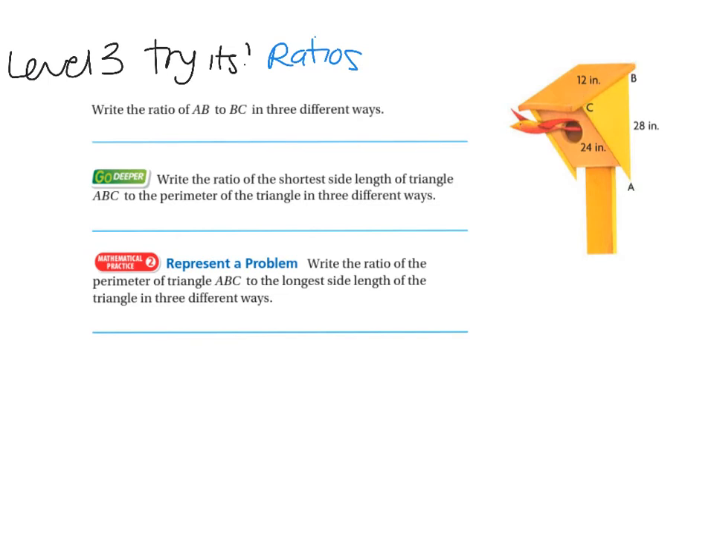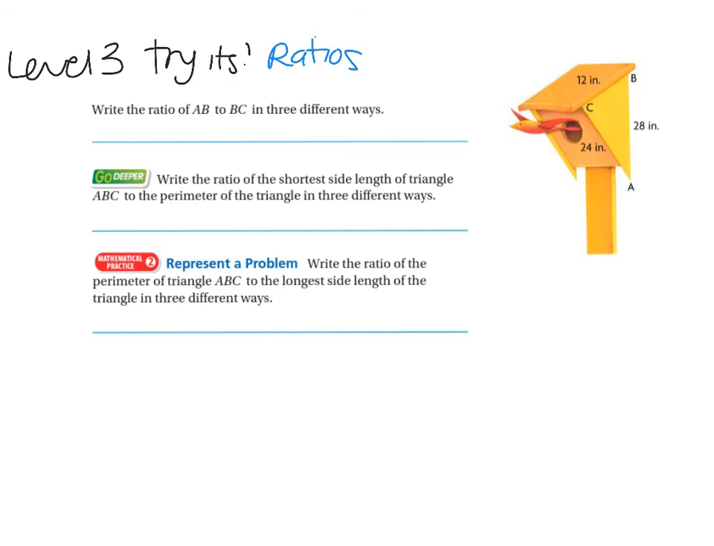Okay. We want to write the ratio of AB to BC in 3 different ways. So here's AB, and notice the number, and here's BC. And you're going to write that as a ratio. Then you're going to write the ratio of the shortest side length of triangle ABC to the perimeter of the triangle in 3 different ways. And then finally, you're going to write the ratio of the perimeter of the triangle ABC to the longest side length of the triangle in 3 different ways. I want you to try it and then check your work.